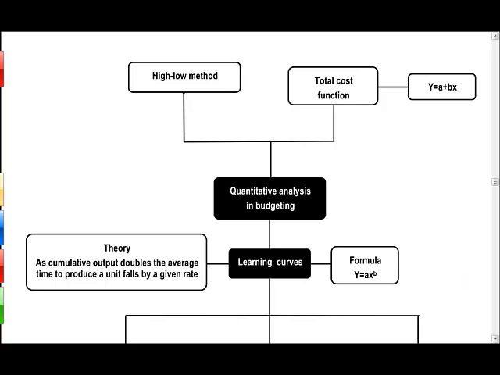The first area that we'll be looking at then is the High-Low method. So we'll be remembering, because this is assumed knowledge, how to calculate an expected level of fixed cost and an expected level of variable costs so that we can use the total cost function y = a + bx to predict what the costs will be for a given level of activity.